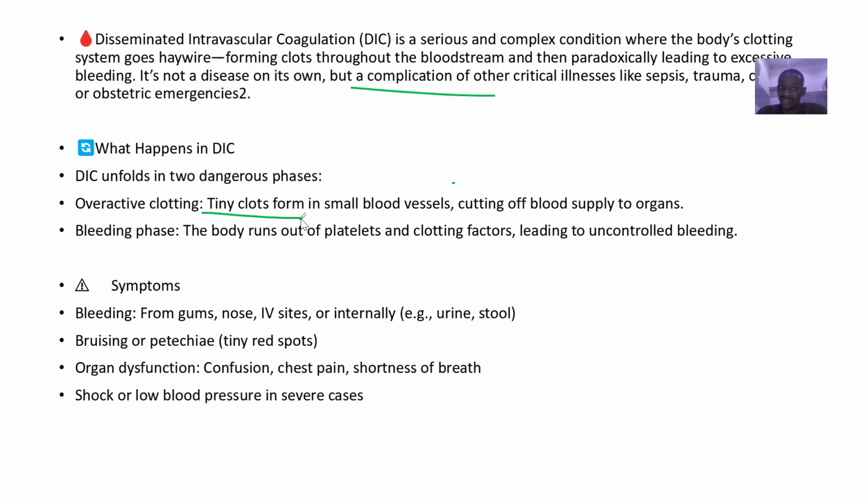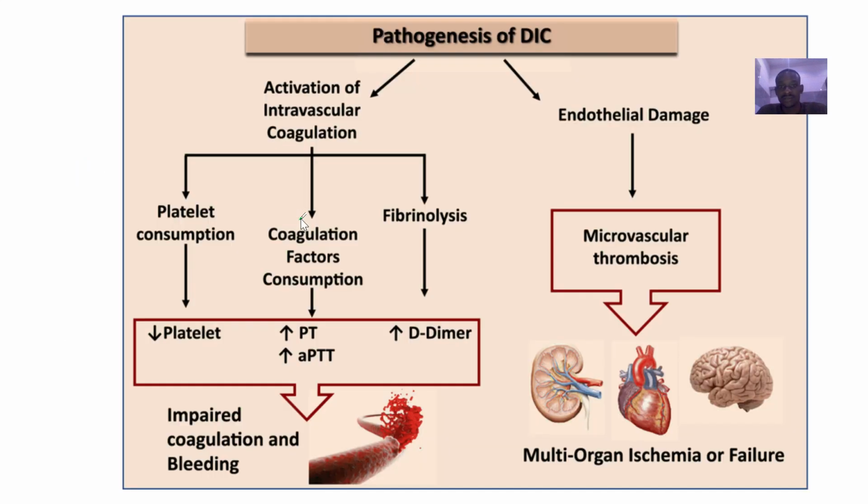Then next is bleeding. So symptoms: such a person is bleeding from the gums, from the nose, internally too. Alright, there's bruising or petechiae, that's tiny red spots, organ dysfunction, shock or low blood pressure in severe cases. Alright, so this is like the pathogenesis. Please, you can pause to look at it.